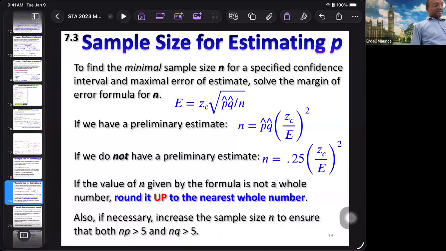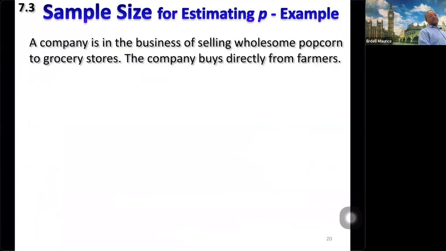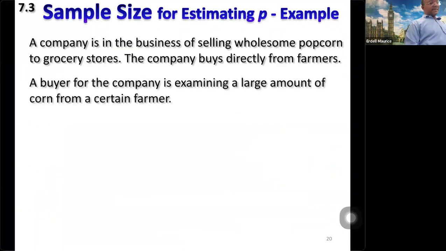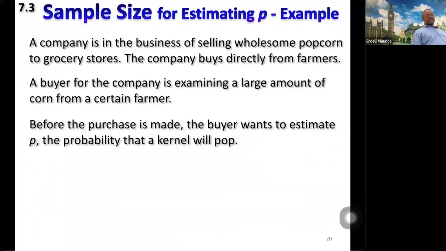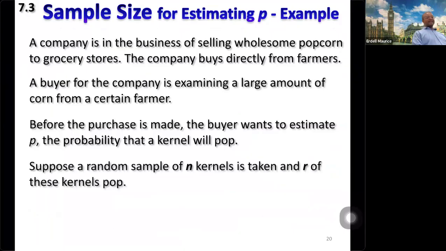All right, example. A company is in the business of selling wholesale popcorn to grocery stores. The company buys direct from farmers. A buyer for the company is examining a large amount of corn from a certain farmer. Before the purchase is made, the buyer wants to estimate p, the probability that a kernel will pop. Suppose a random sample of n kernels is taken, and some of these kernels pop. So they took a random sample, threw it in the machine, pop, pop, pop.